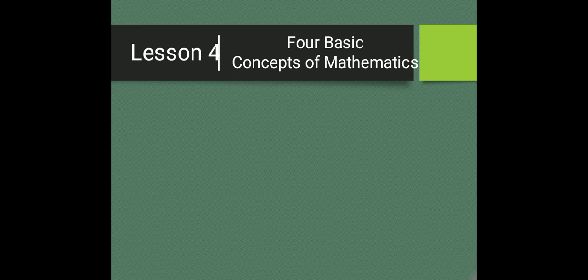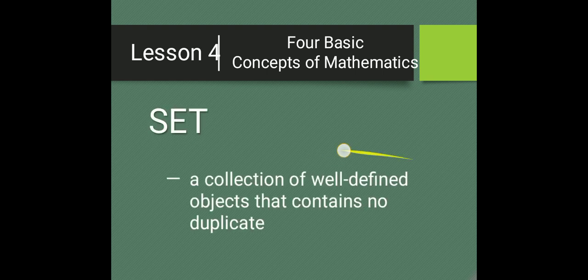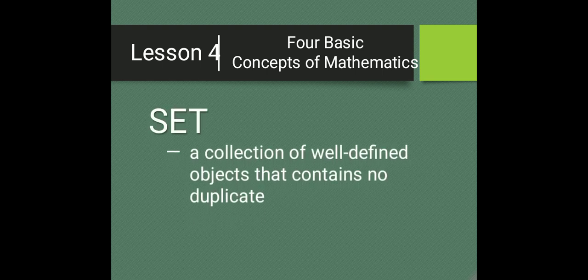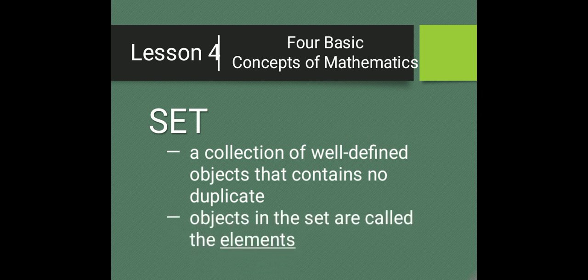Okay, sa mathematics hindi talaga nawawala ang concept ng tinatawag nating set. Okay, accordingly, a set is a collection of well-defined objects that contains no duplicates. So anything that collects distinct objects are called sets. Say for example, the set of students in a university. So, matatawag siya na isang set because it collects distinct objects. Okay. So, dito, objects in the set are called the elements.